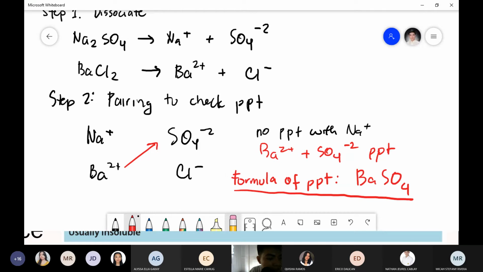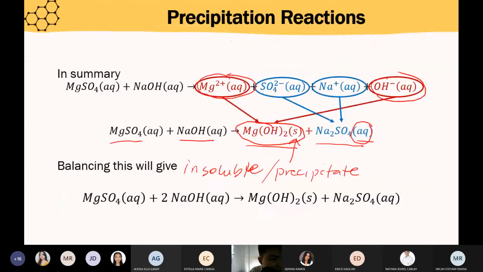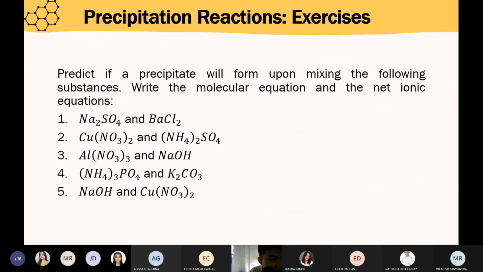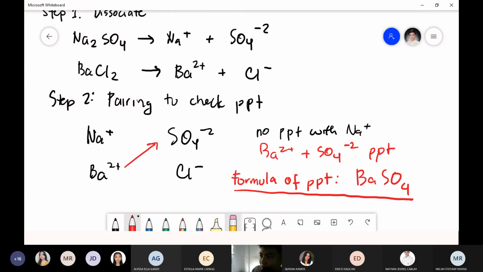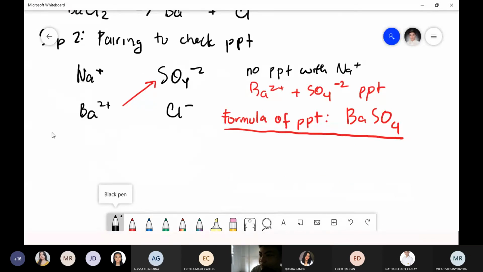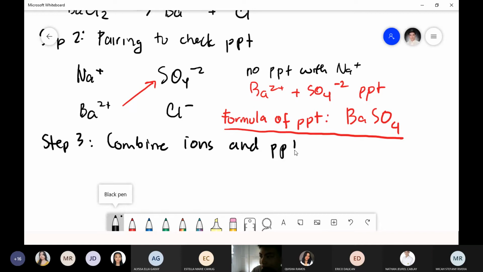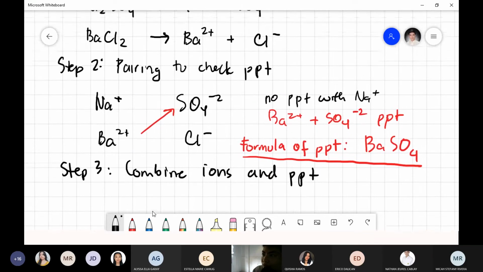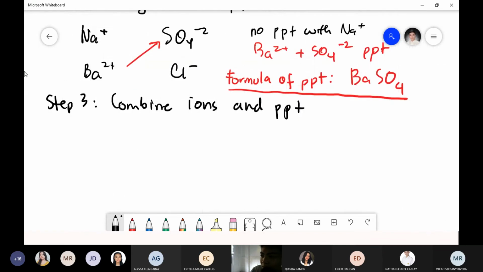So, how am I going to write the final equation? Ano ba yung hinihingi? Sabi dito, molecular equation. Di pagsama-samahin ko yung ions. I will combine all the ions. Step 3. Combine ions and precipitate. Okay? So, sulat ko muna yung reactant. I will write the reactant muna ulit.